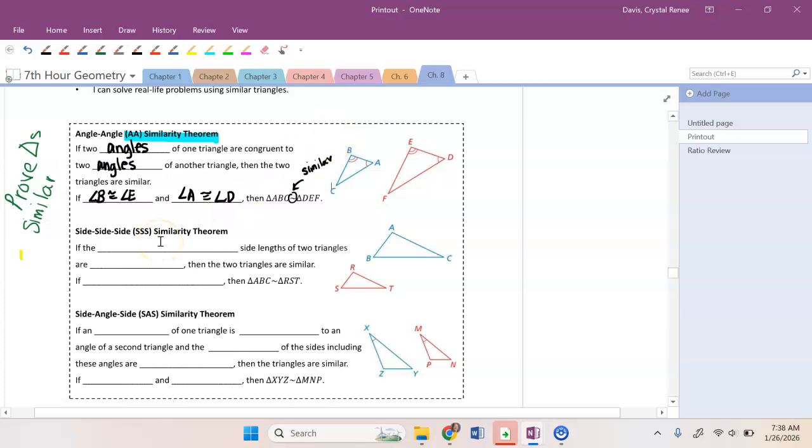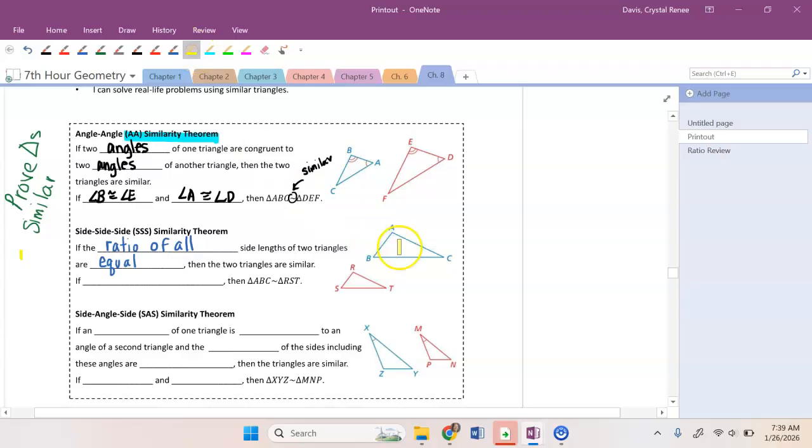The next one is the side-side-side theorem. This is same but different than our other side-side-side theorems, because remember, the side lengths are not the same if the triangles are similar. They're different, they just have the same ratio. So if the ratio of all side lengths of two triangles are equal, then the two triangles are similar.